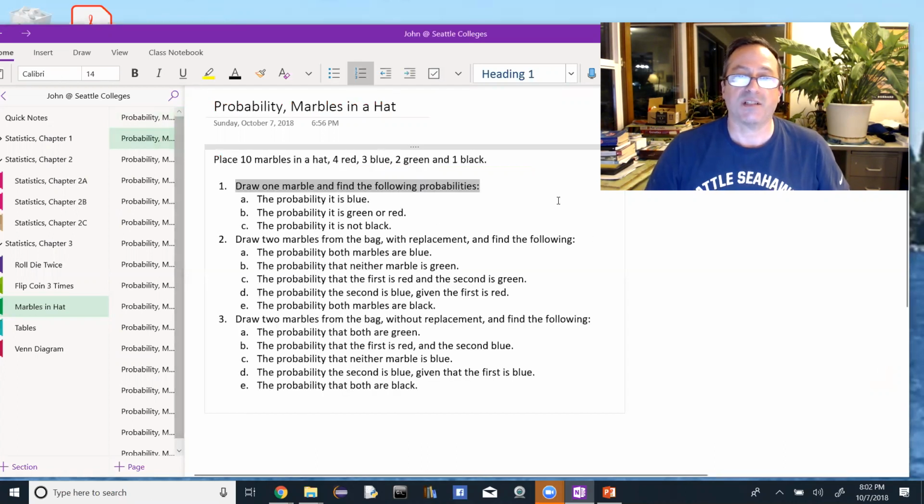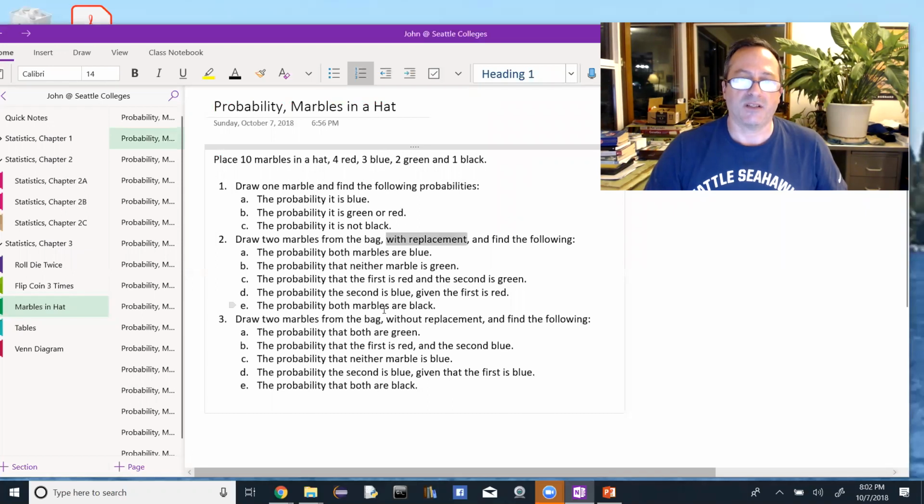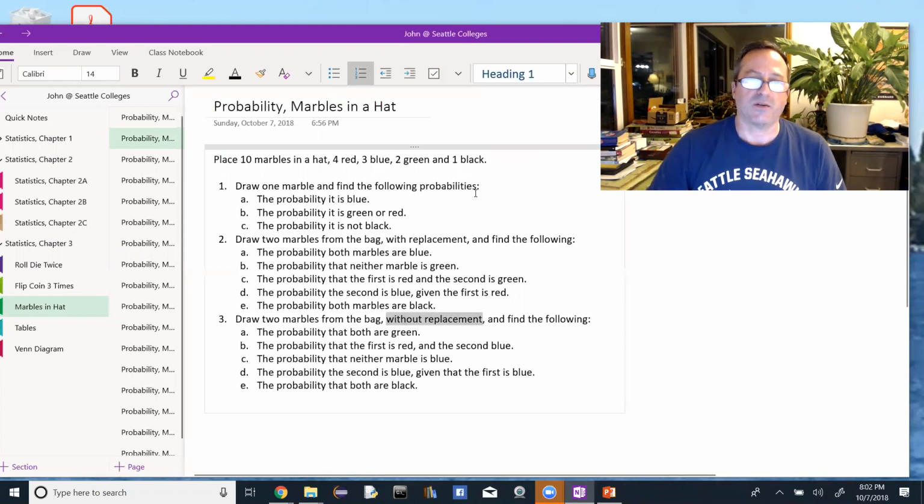We can ask a bunch of questions about this. One thing to keep in mind is, are we going to draw 1 marble, or are we going to draw multiple marbles? And if we're going to draw multiple marbles, are we doing it with replacement, meaning take a marble out and then put it back in, or are we going to do it without replacement, meaning take a marble out, leave it out, and then draw another one? So different types of problems for the same scenario.